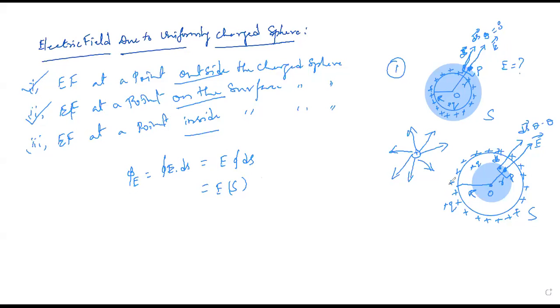So now the surface area of this sphere can be written as S equal to 4 pi r square. So here I am writing E into 4 pi r square. So this we got, correct? The closed integral of E dot ds equals this. And the same I can also write as Q by epsilon naught is equal to E into 4 pi r square. But will you agree with this?